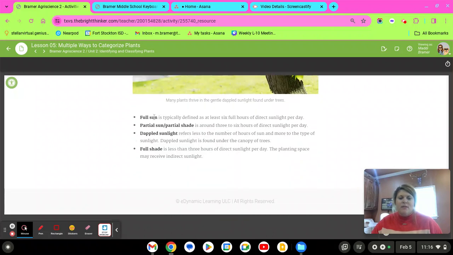Full sun is at least about 6 hours. Partial is around 3 to 6 hours. Dappled refers less to the number of hours of sun and more to the type of sunlight. Dappled is found under the canopy of trees, so that'd be more like your tropical plants. Full shade is less than 3 hours of sunlight.